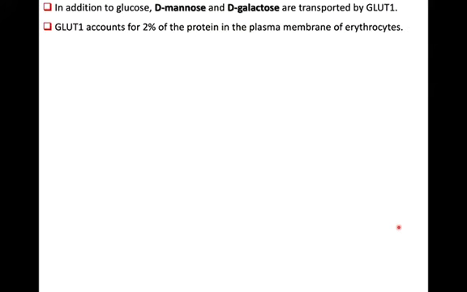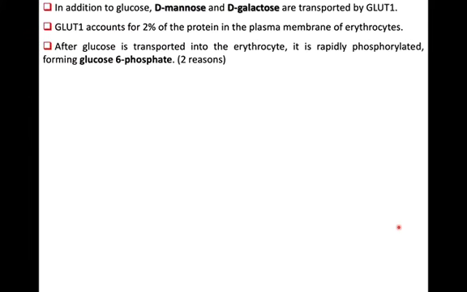In addition to glucose, D-mannose and D-galactose are also transported by GLUT1. GLUT1 accounts for 2% of the protein in the plasma membrane of erythrocytes. So 2% of the total integral proteins present in the plasma membrane of erythrocytes are GLUT1. After glucose is transported into the erythrocyte, it is rapidly phosphorylated to form another molecule, which is glucose 6-phosphate. And this is for two reasons.